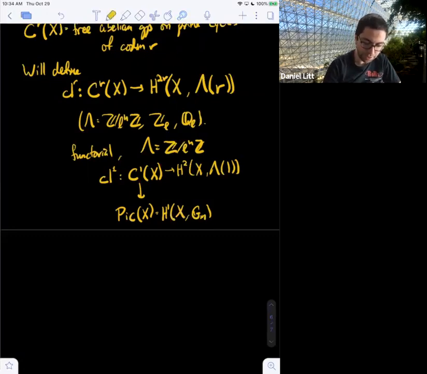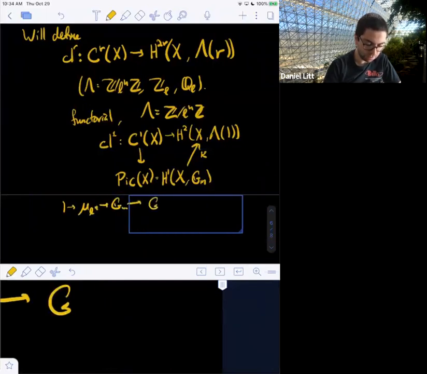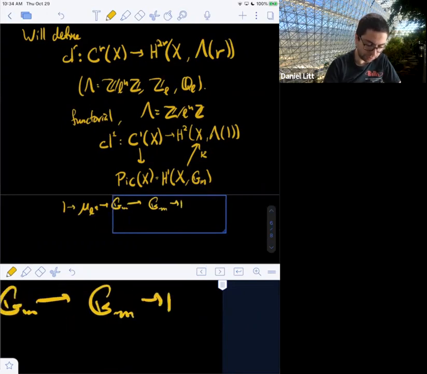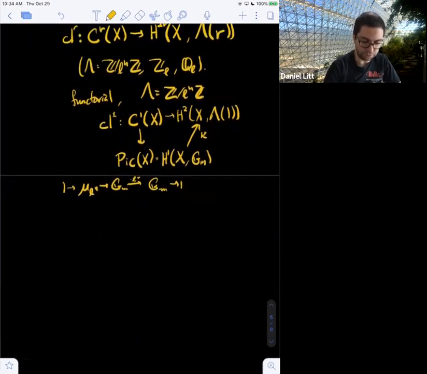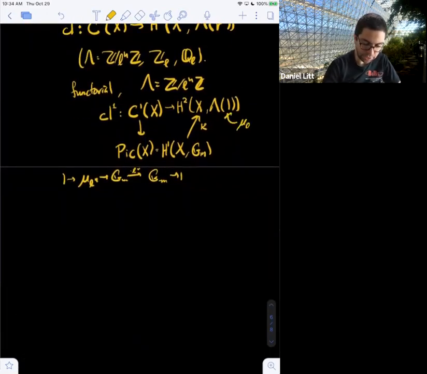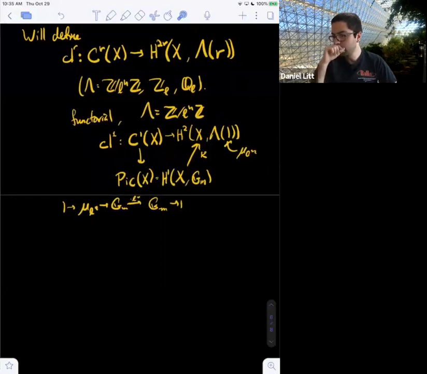Then there's a map to this thing, which is the Kummer map. Let me just remind you. We have 1 to mu_{L^n} to G_m to G_m to 1, where the second map is taking L^n-th powers, and that induces a map on cohomology. So the boundary homomorphism here is a map from H^1 of G_m coefficients to H^2 with coefficients in mu_{L^n}. So we already know what H^1 is. Great. Are there any questions about that?